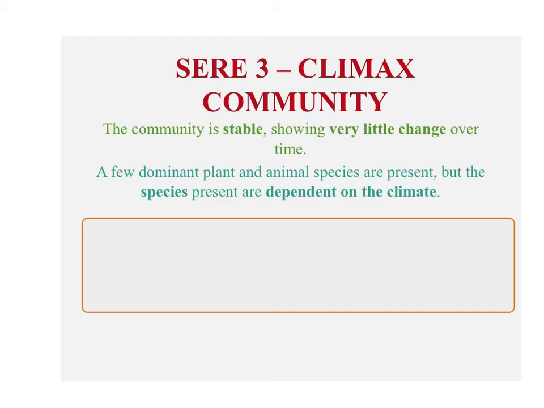And finally, we get to Seer 3, the climax community. So this is our final step in primary succession. So this is where our community starts to stabilise a little bit, and that stability is really important because it means that there's going to be very little change. It means that the conditions are the same, and that organisms know how to respond.